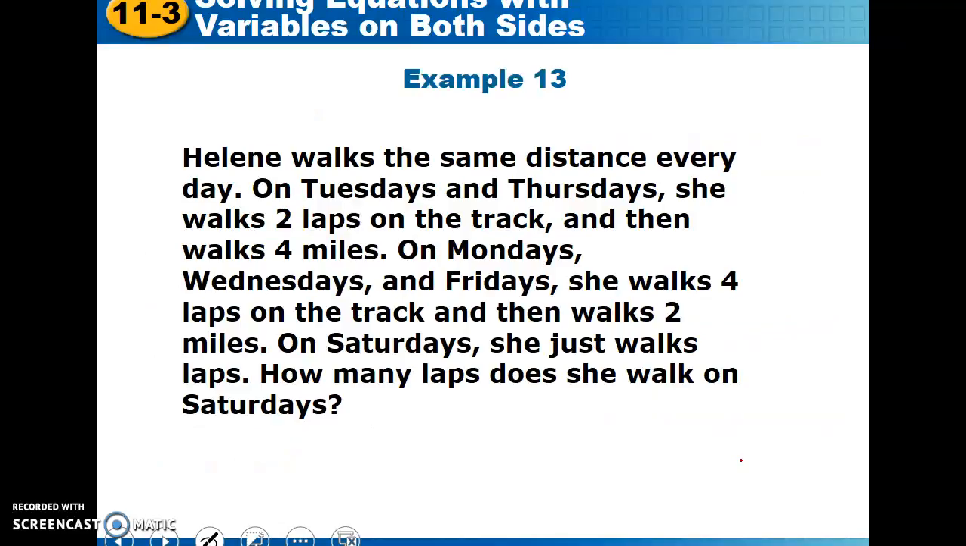So this example is pretty challenging. It's a multiple step problem, so you're not just going to write one equation and then solve it. You're going to have to do multiple things here.